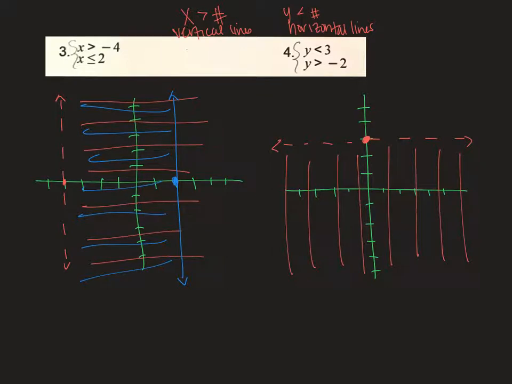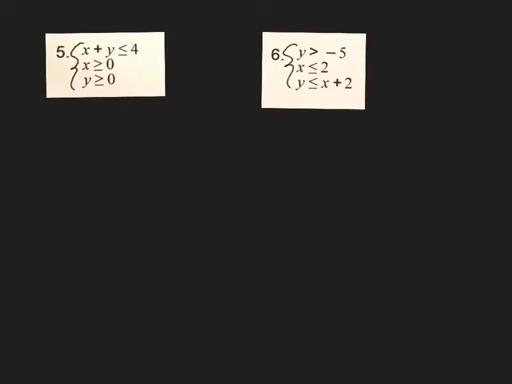And then our second line, y is greater than -2. We're going to start at -2 on the y-axis. Again, there's no or equal to on that, so it's a dashed line. We want to go greater, so to go greater than, we got to go up. So our common shaded area is in between those two lines. Okay, so 5 and 6, we are looking at more than 2 inequalities. This doesn't change how we do it.